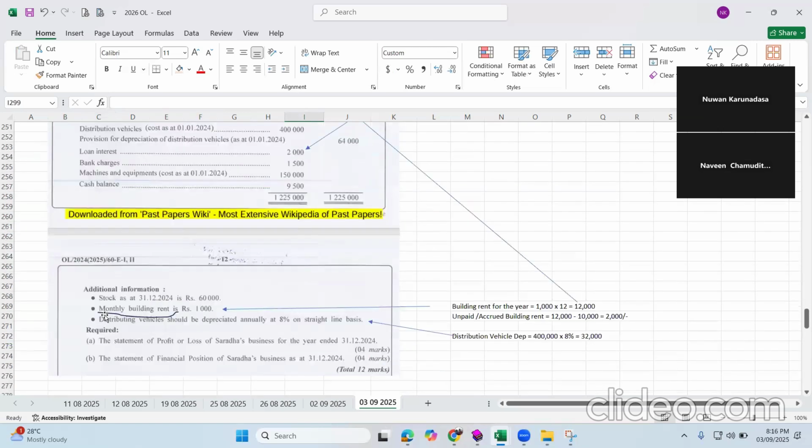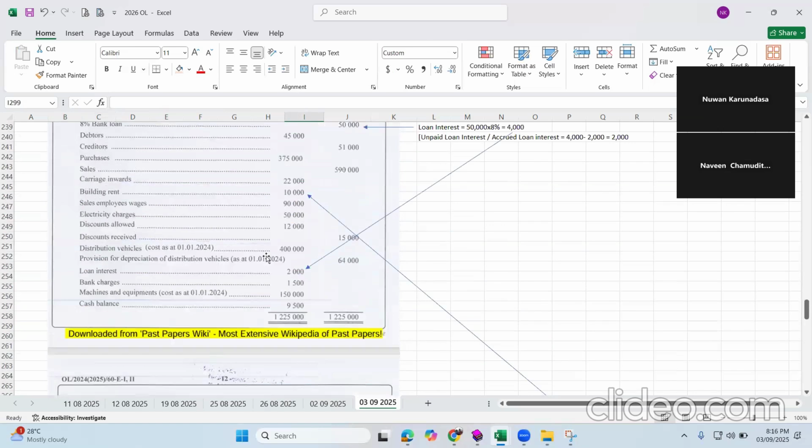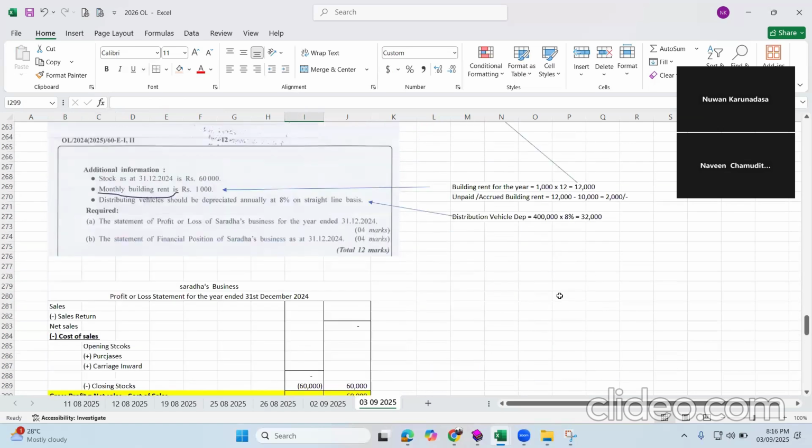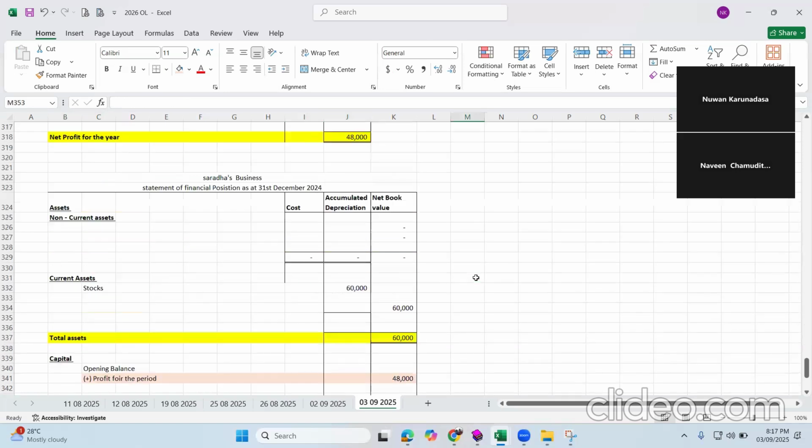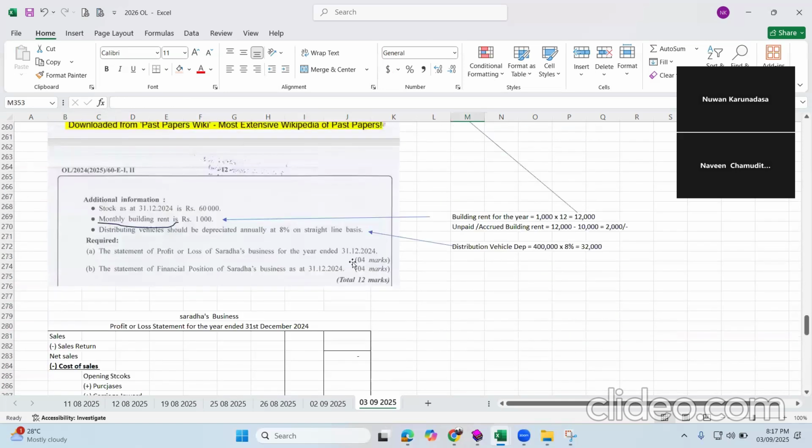Right? Then they have paid only here 10,000. There is an unpaid building rent of 2,000. That's a current liability. Here accrued building rent came 12,000 minus 10,000 is 2,000. Building rent 2,000 accrued current liability. Then done. Third one, the distribution vehicle should be depreciated annually 8% on straight line basis.